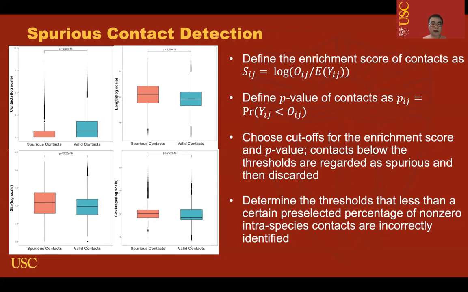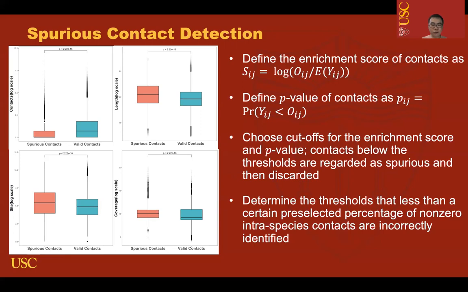Specifically, we design a hybrid statistical model and define two metrics. The enrichment score of a contact is defined as a log ratio of the observed contact and the expected contact between contig i and contig j. We also define the p-value, which is the probability that Yij is less than Oij. Note that Yij here follows the zero-inflated negative binomial distribution according to our assumption, and the parameters for the distribution have been estimated by our regression model.